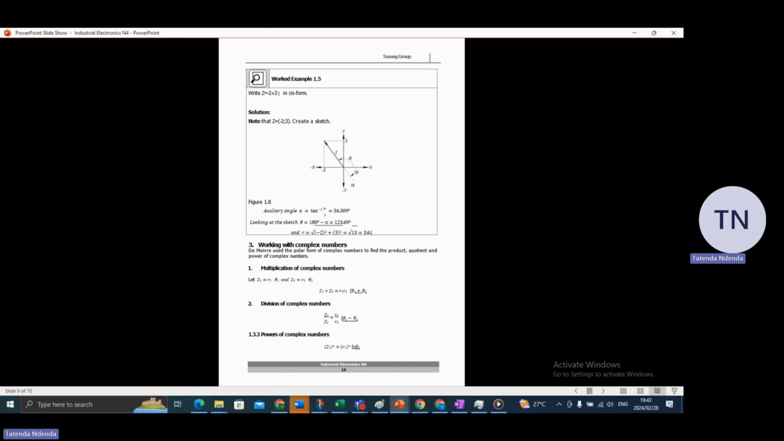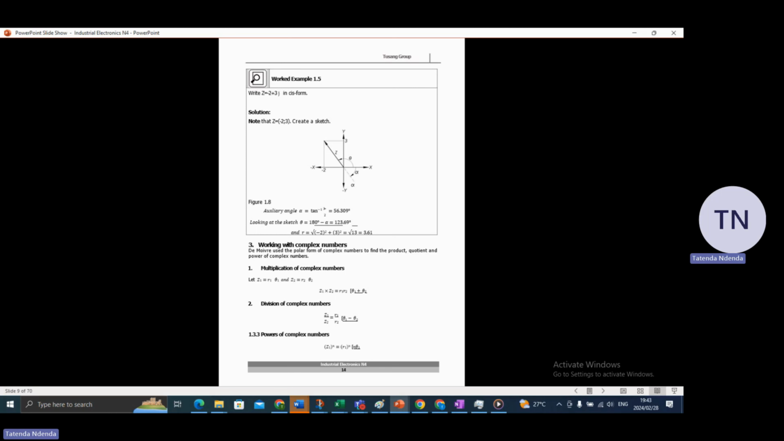Working with complex numbers. We have what we call the theorem, which uses the polar form of complex numbers to find the product, quotient, and power of complex numbers. Let Z1 is equals to R1 theta 1 and Z2 is equals to R2 theta 2. Whenever we multiply complex numbers, Z1 multiplied by Z2 is equals to R1 multiplied by R2, open bracket, theta 1 plus theta 2.